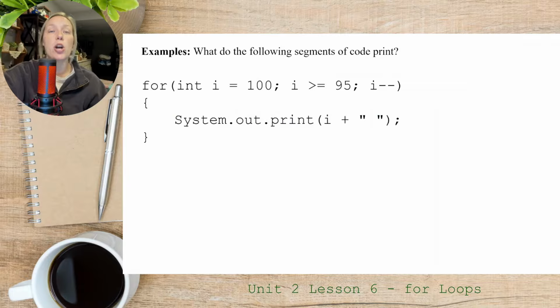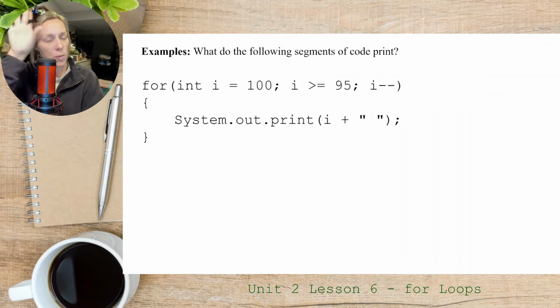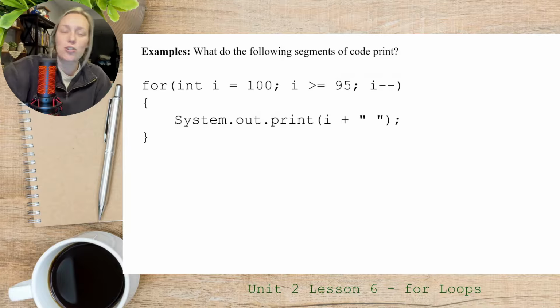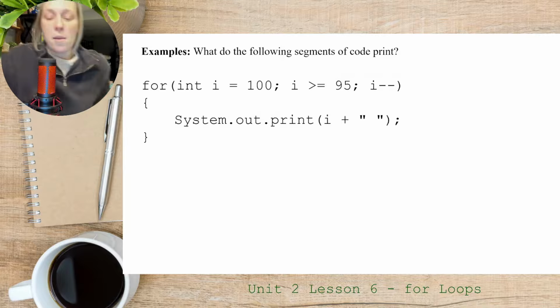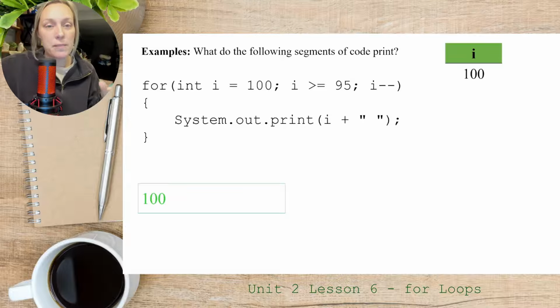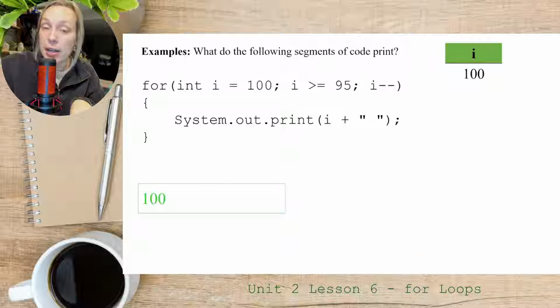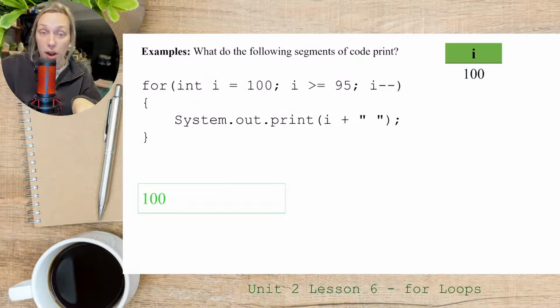What do the following code segments print? So we're going through, I think I have 2 more examples here, okay? If you want to pause it at any time to try it on your own, feel free. Okay, but we're going to start off with I being 100. 100 is greater than or equal to 95, so 100 gets printed off.